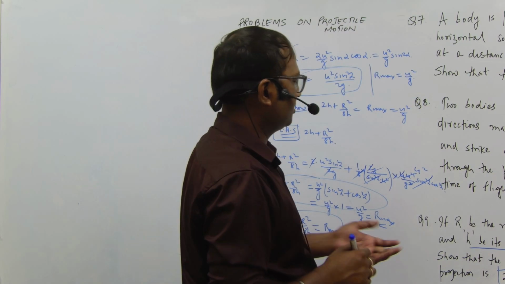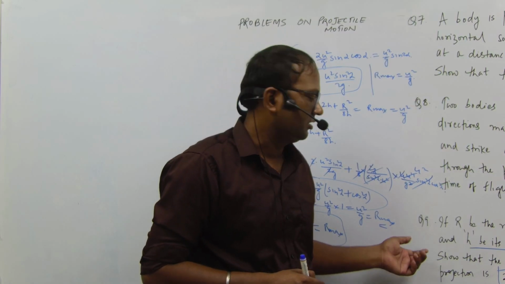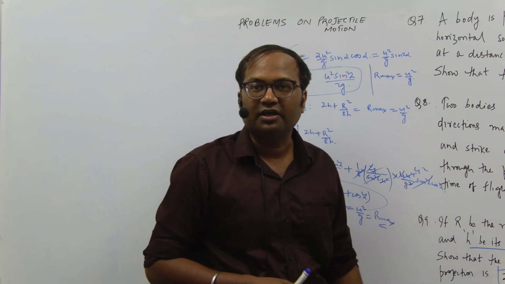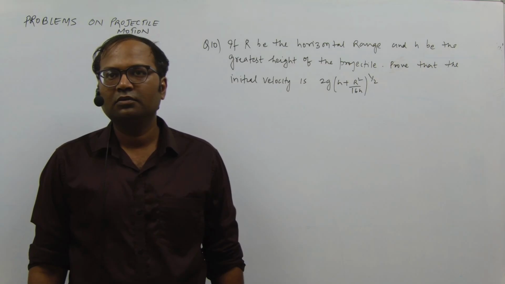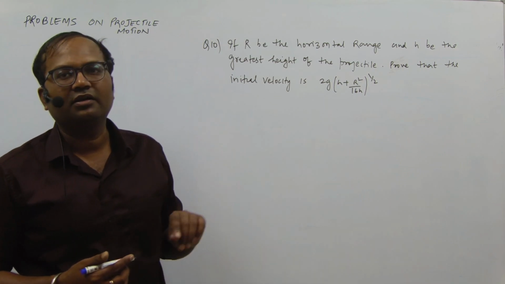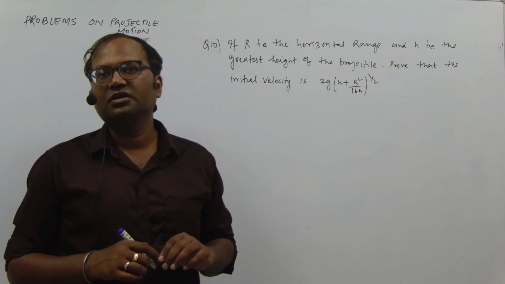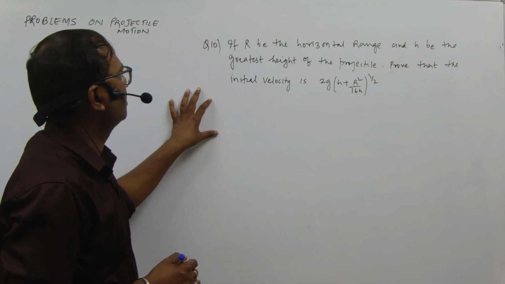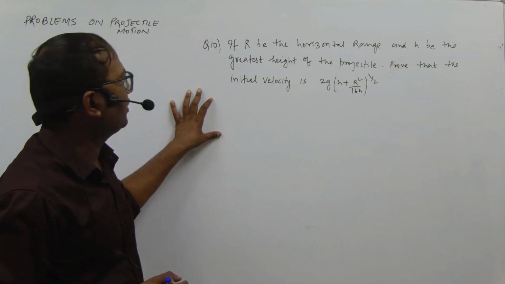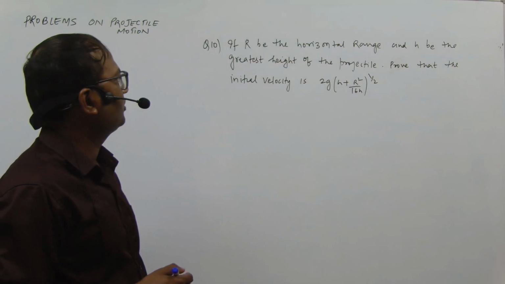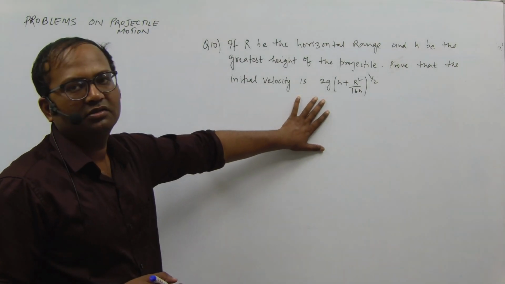So let us discuss question number 10. We have discussed up to question number 9. This is the last question in this series on projectile motion. What is given in the question is that if R is the horizontal range and h is the greatest height of the projectile, prove that the initial velocity is given by this particular expression.